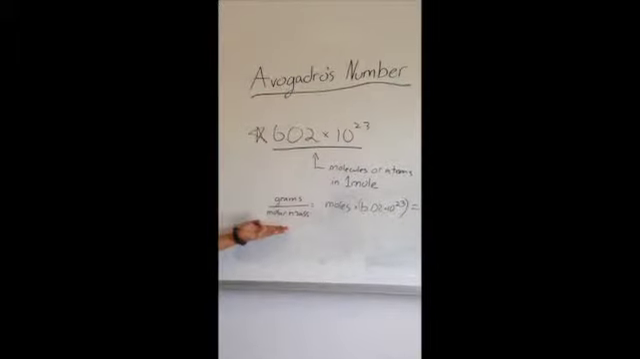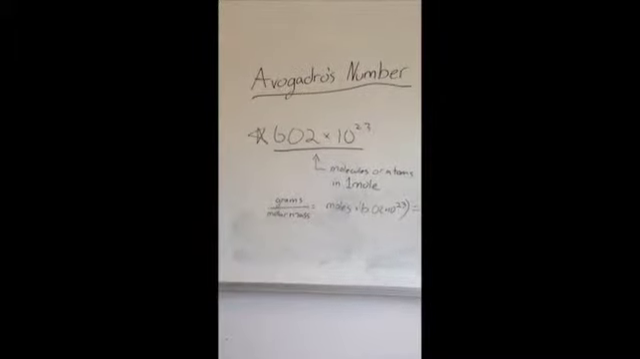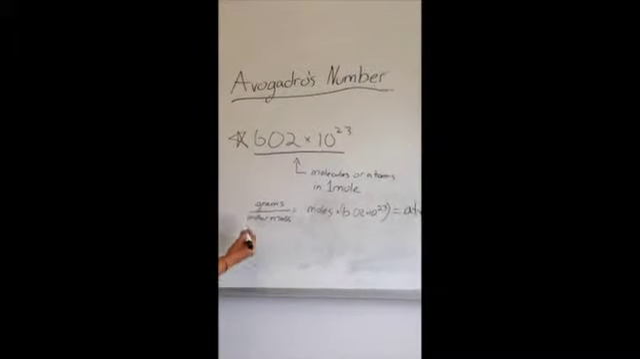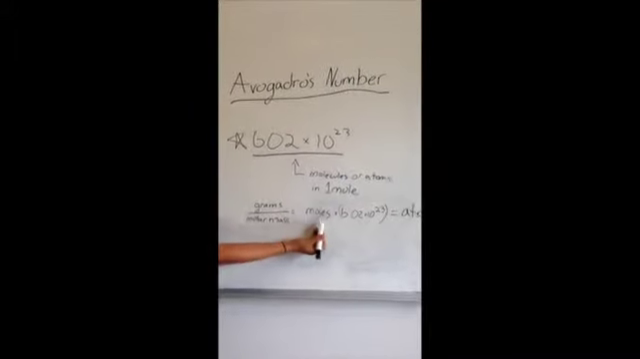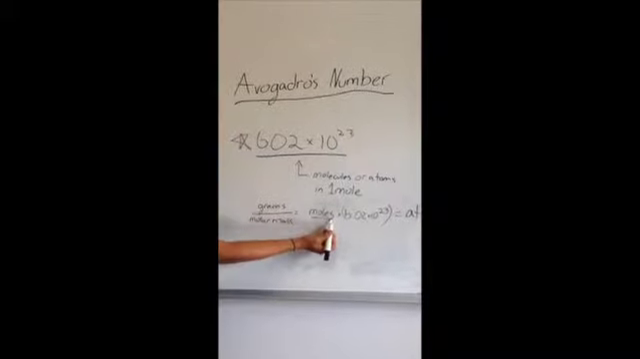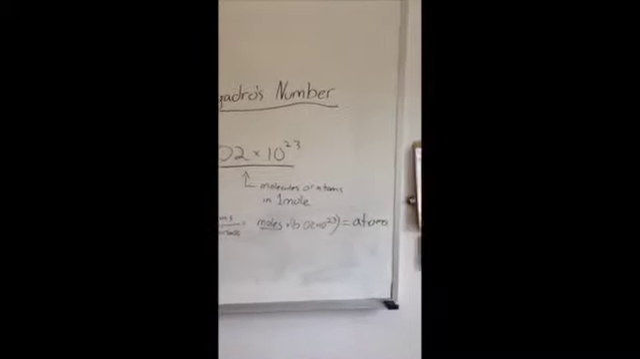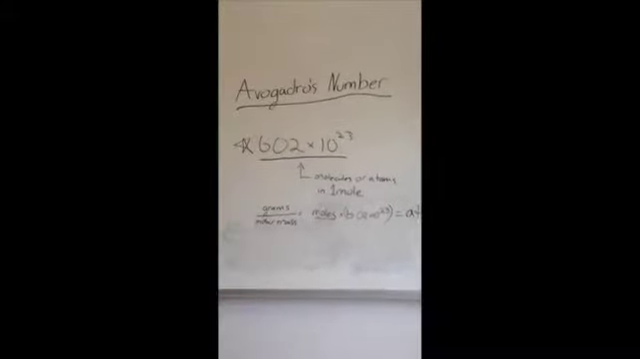So to find it, if we are starting with grams, we take the grams of whatever substance we have over the molar mass of that substance. That equals the moles of whatever substance we have. Now, since we know how many moles we have, we just have to multiply it by the number of atoms in a mole, and that equals the number of atoms that we have.